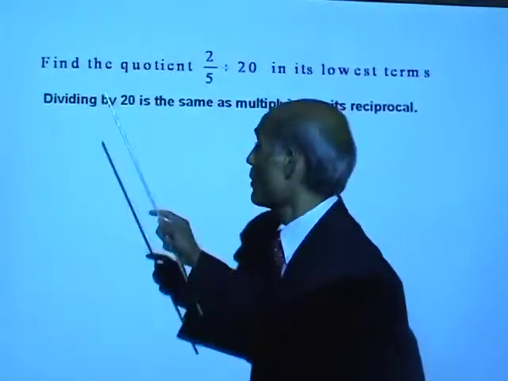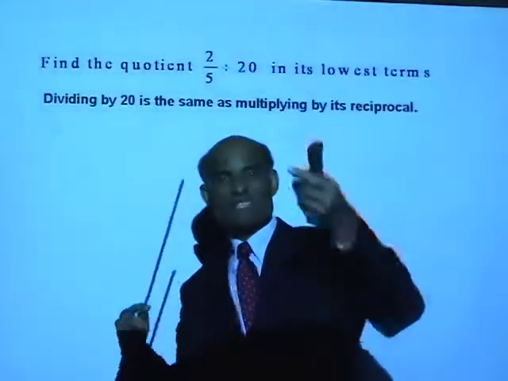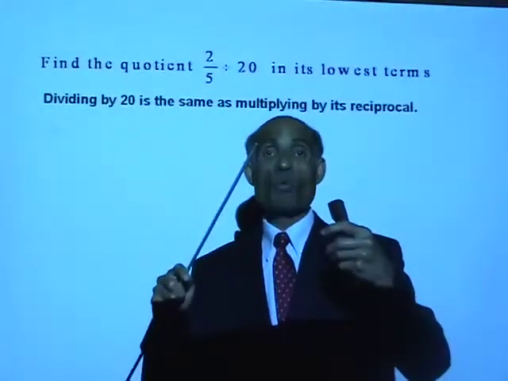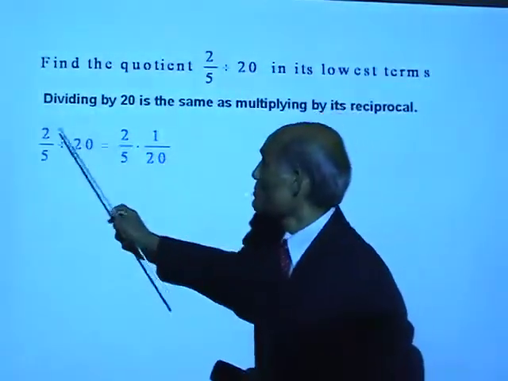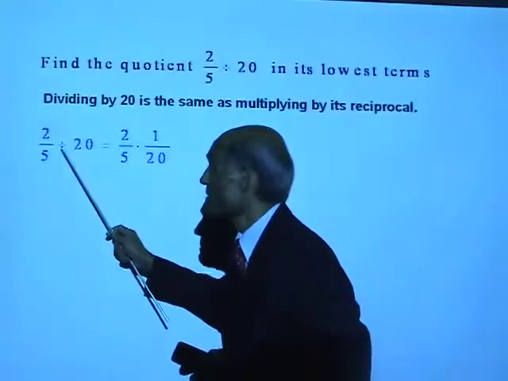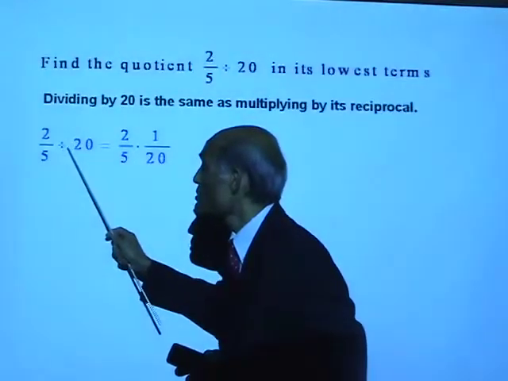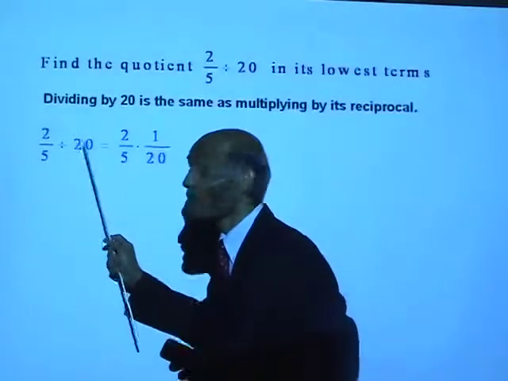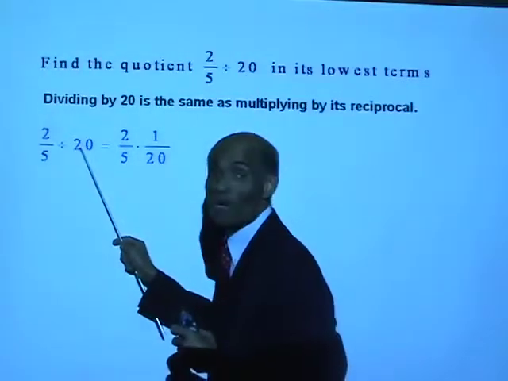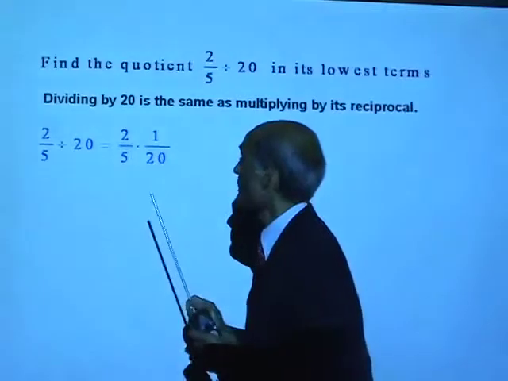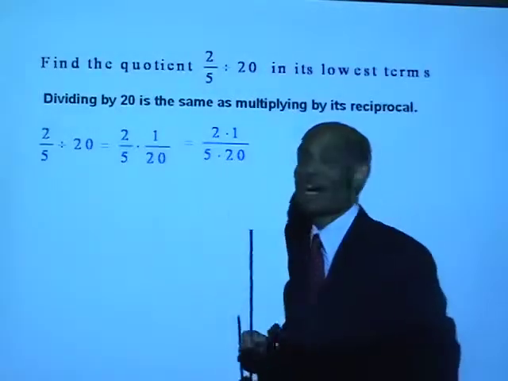You see? So, dividing by 20 is the same as multiplying by its reciprocal. 20 over 1. What is the reciprocal? 1 over 20. So, 2 over 5 divided by 20 is the same as 2 over 5, change the division to a multiplication and invert 20 over 1. It becomes 1 over 20. So the reciprocal of 20 is 1 over 20. And now that will be 2 times 1 divided by 5 times 20.